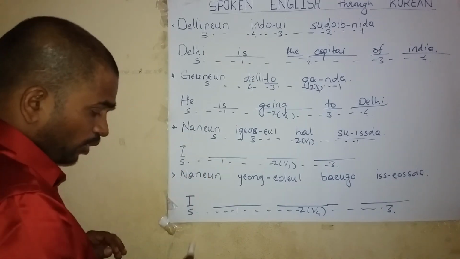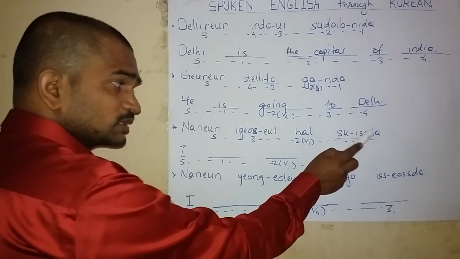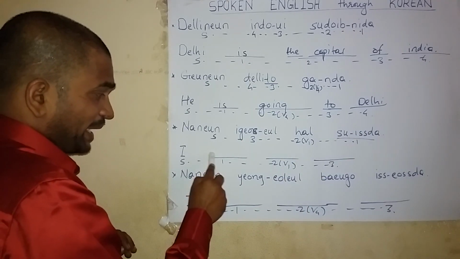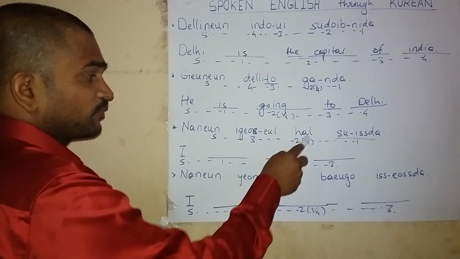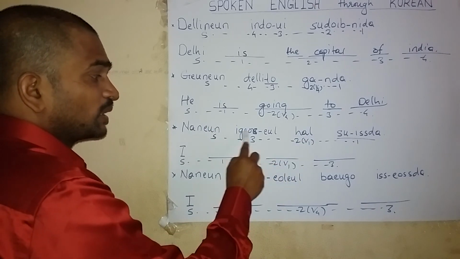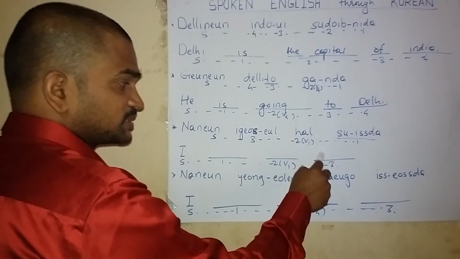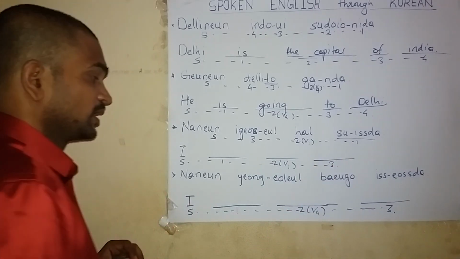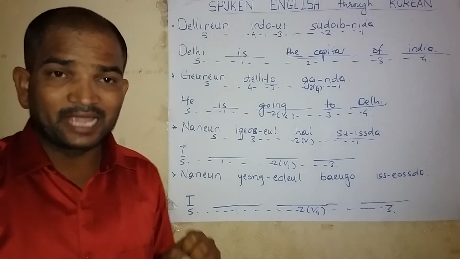Start typing in the comment box, I. The word for suizda, can, C-A-N, can. The word for hal, do. The word for igos yul, this, T-H-I-S. I can do this. I can do it.